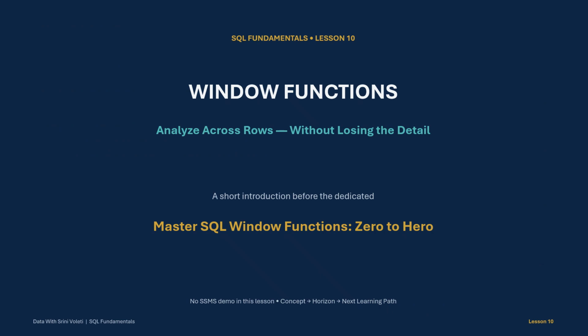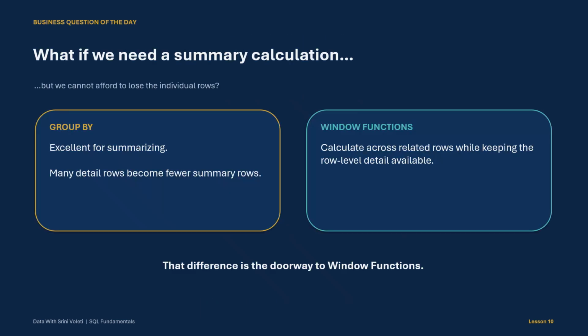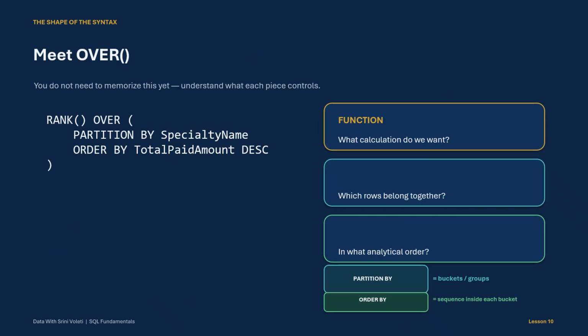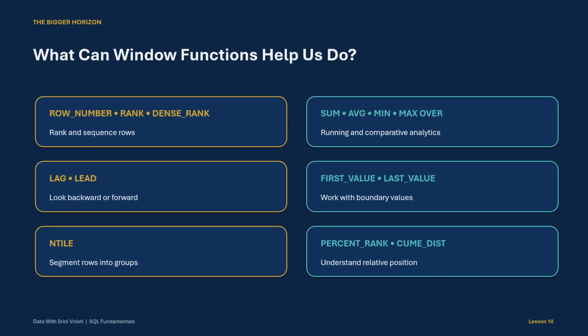Window functions are not one function, they are an entire analytical toolkit. Ranking functions such as ROW_NUMBER, RANK, and DENSE_RANK help us sequence and rank records. Aggregate functions such as SUM and AVG become even more powerful when used with OVER. We can calculate running totals, moving averages, group totals, and comparisons while retaining details.